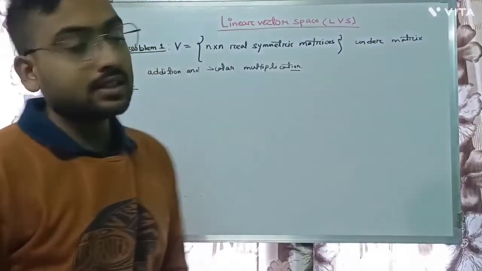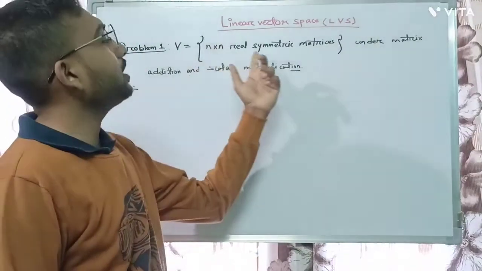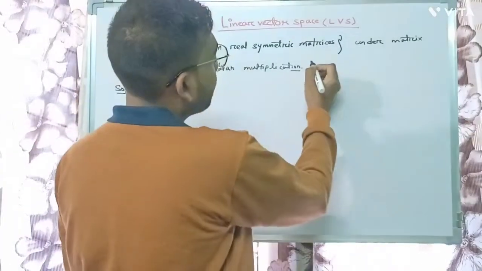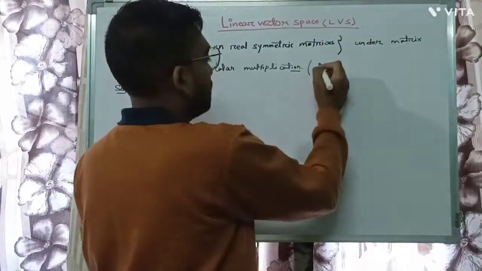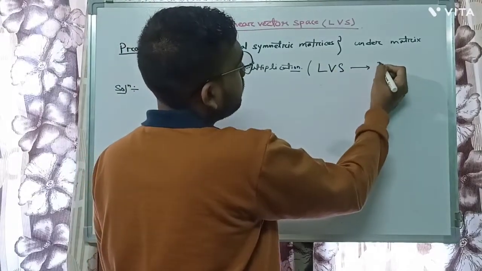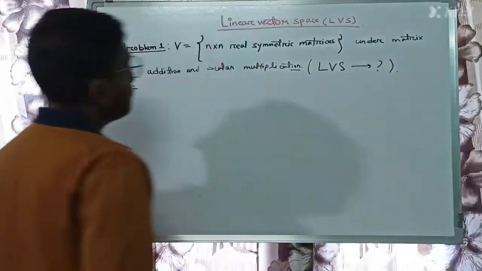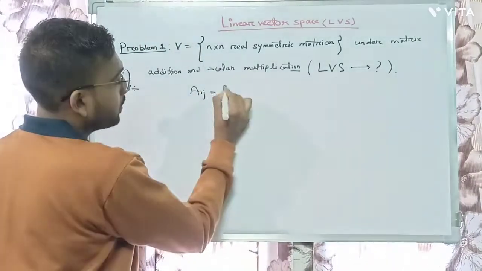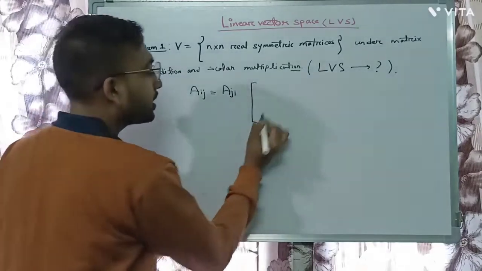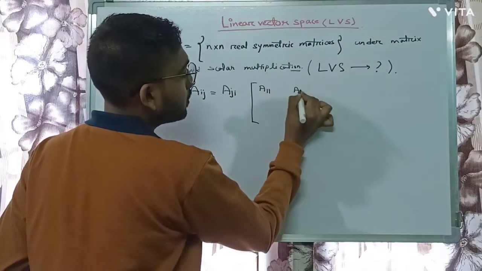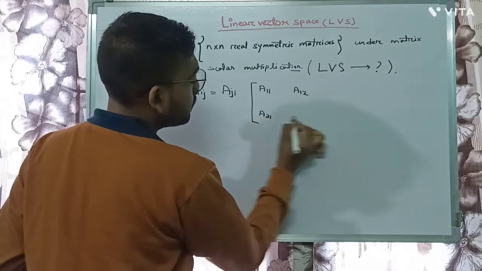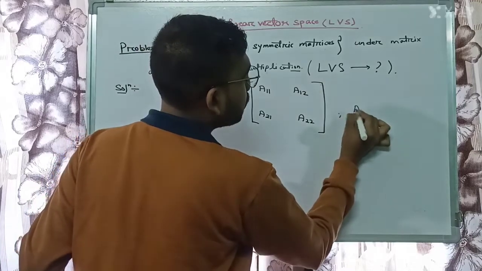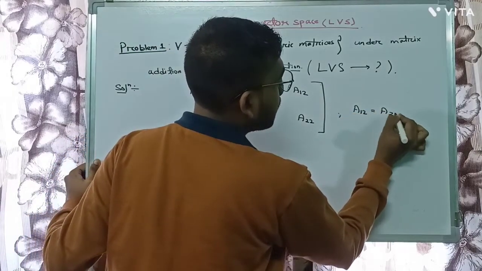So the first example is the set V of n cross n real symmetric matrices under matrix addition and scalar multiplication. We have to check whether it is a linear vector space or not. So what are symmetric matrices? The symmetric matrices are those which follow this rule. It means that the element A12 must be equal to the element A21.